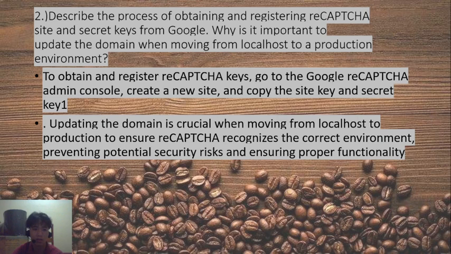So number two is, describe the process of obtaining the reCAPTCHA site and secret keys from Google, and why it is important to update the domain when moving from localhost to a production environment. To obtain the reCAPTCHA keys, go to the Google reCAPTCHA admin console, create a new site and copy the site key and the secret key. Updating the domain is crucial when moving from localhost to production to ensure reCAPTCHA recognizes the correct environment, preventing potential security risks and ensuring proper functionality.